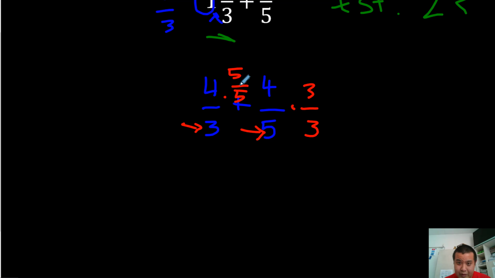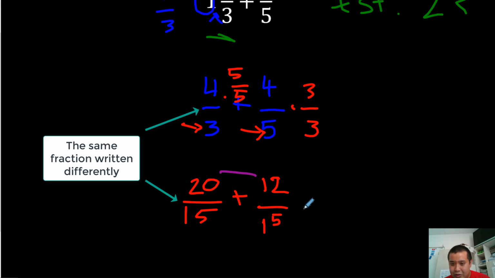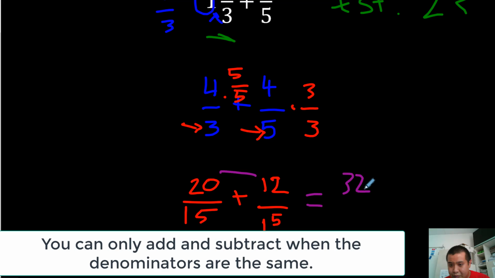And when we do that, we do 4 times 5, which is 20, over 15 because we do 3 times 5. 20 over 15 plus 4 times 3 is 12, and 5 times 3 is 15. And now we have common denominators. So now we can start adding this part right here, this 20 and this 12, add those two together, and what we get is 32 over 15.